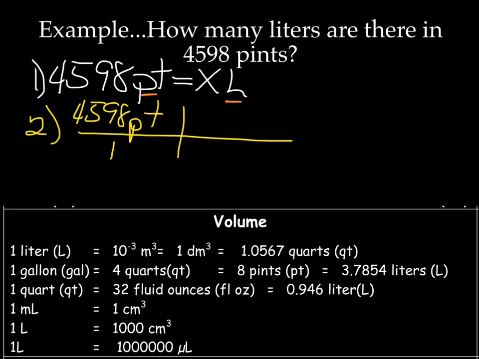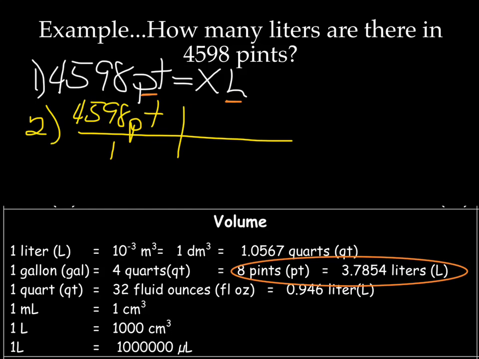All right, now we need to find an equality that has pints and liters in it. So let's look back at the unit conversion table and see if we can find anything that has pints and liters in it. Okay, in the first row I see liters but no pints. In the second row I see pints and liters. Right here. Okay, so we need to put those two numbers in our conversion table, one on the top, one on the bottom.